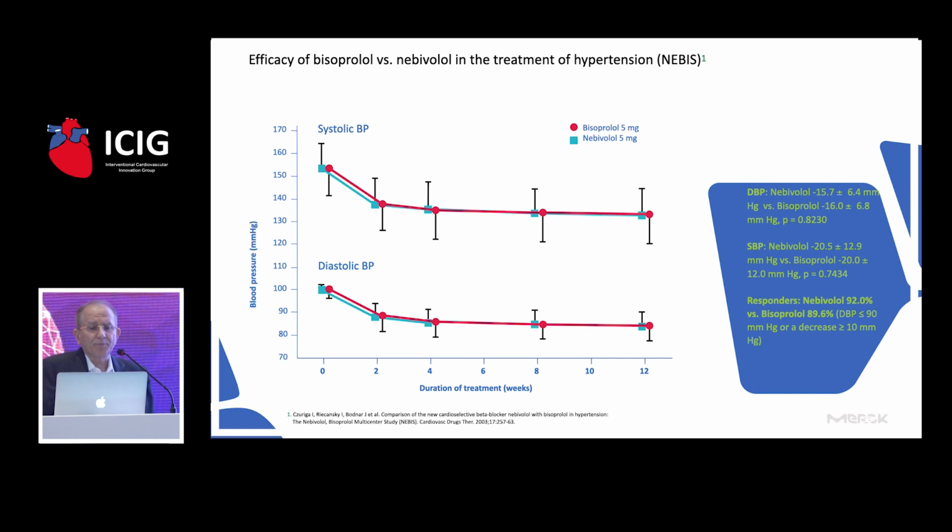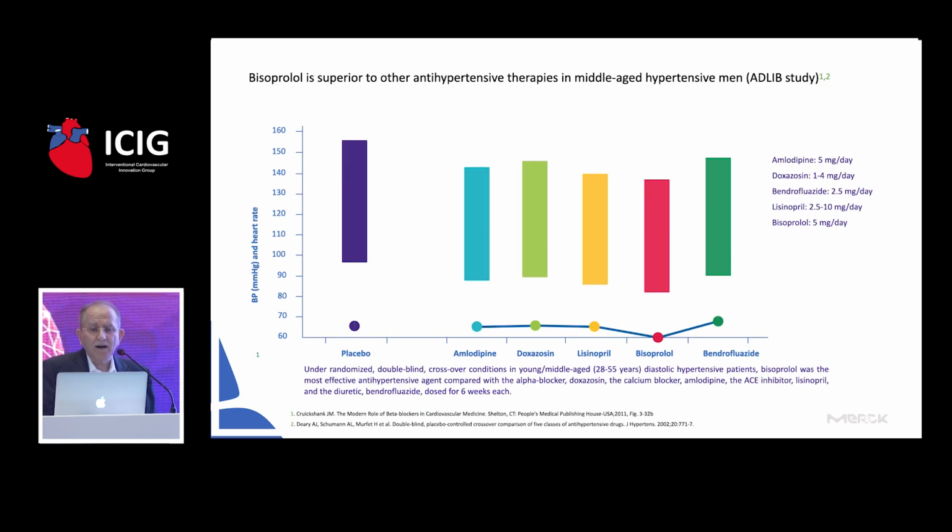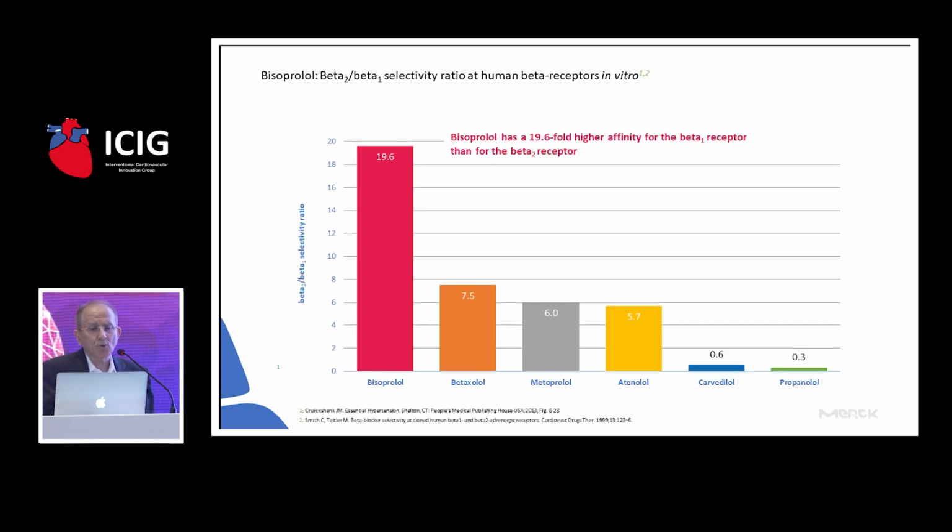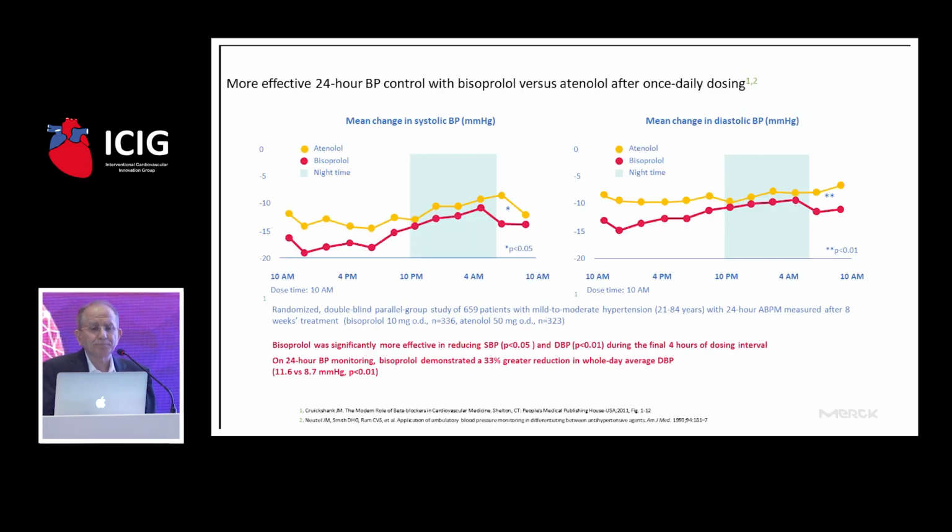Regarding beta-1 selectivity of different beta blockers, you can see here that bisoprolol is a highly selective beta-1 blocker if you compare it with atenolol, betaxolol, and metoprolol. Again, the beta-1, beta-2 selectivity is in favor of bisoprolol as compared to betaxolol, metoprolol, atenolol, and carvedilol.